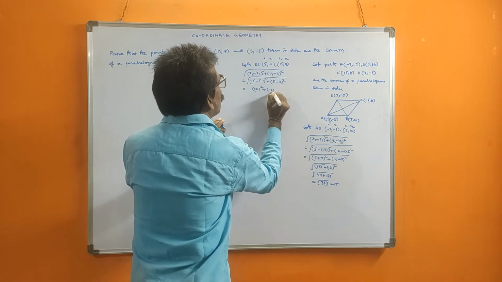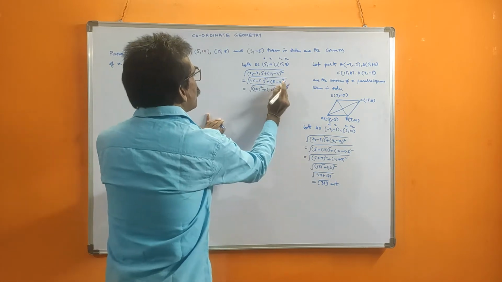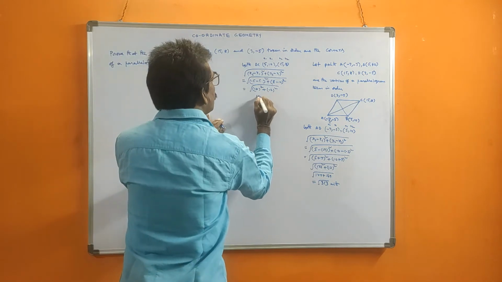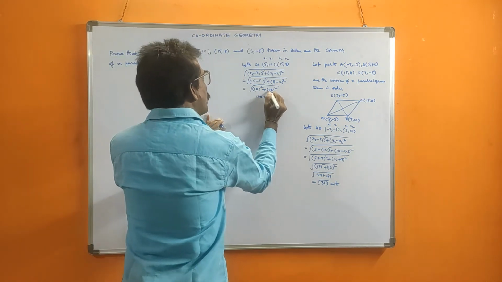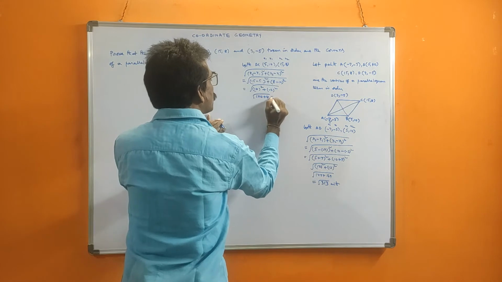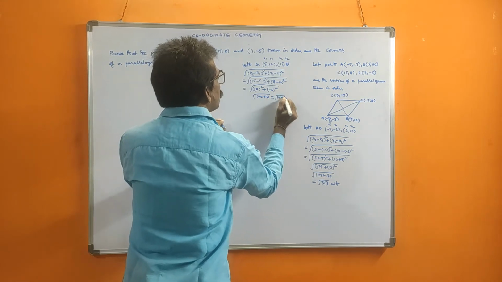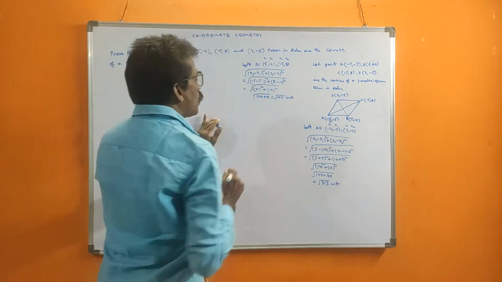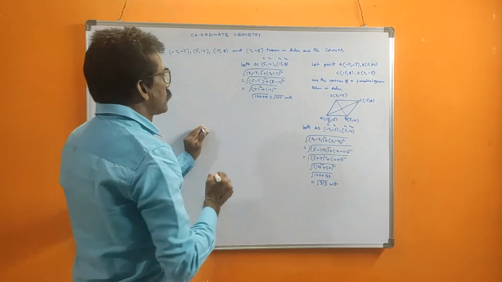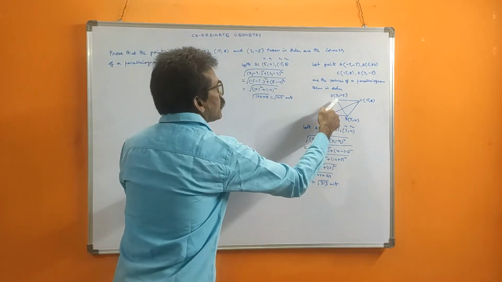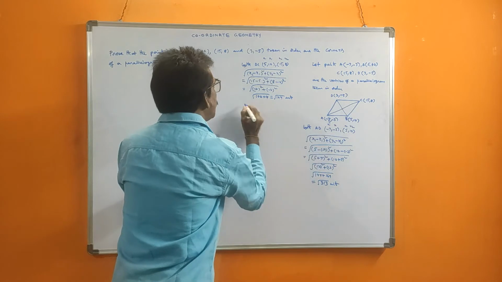minus 2 whole square, because minus is more. This is 100 plus 4, since minus becomes plus while squaring, you know that. Okay. So BC length is root 104 units.